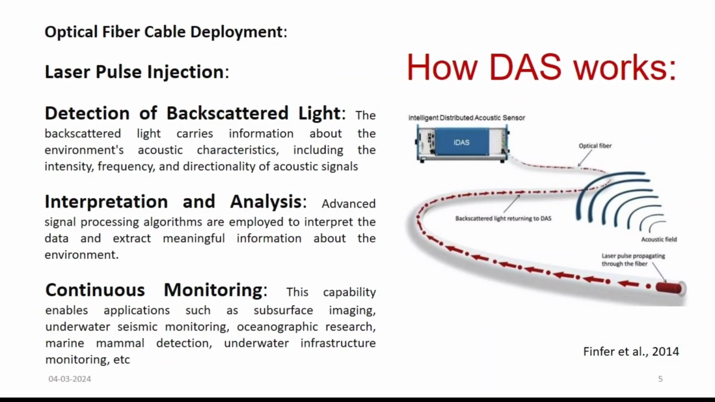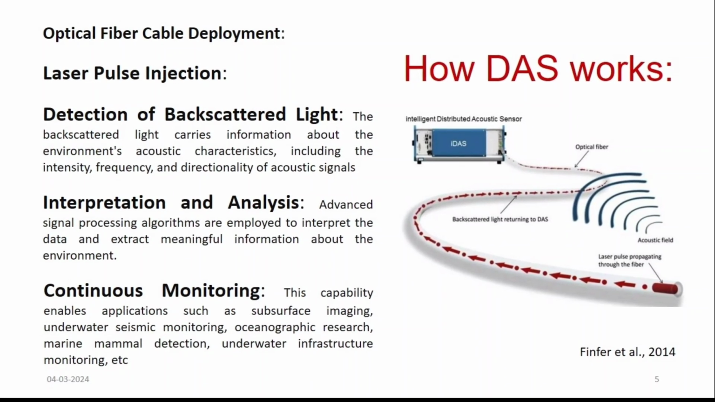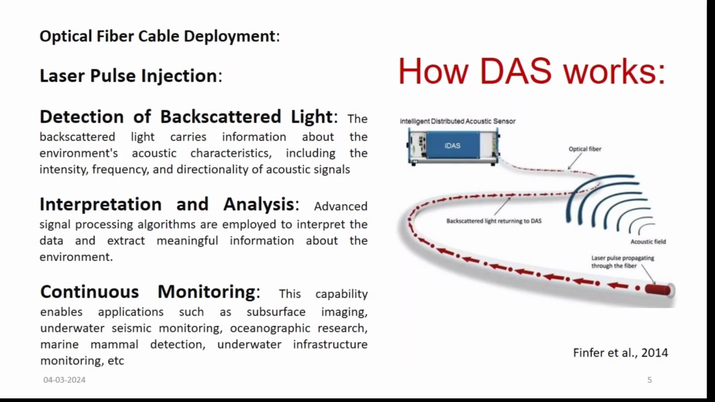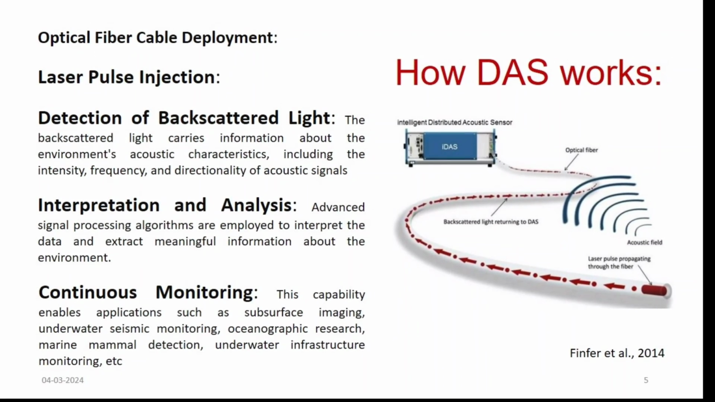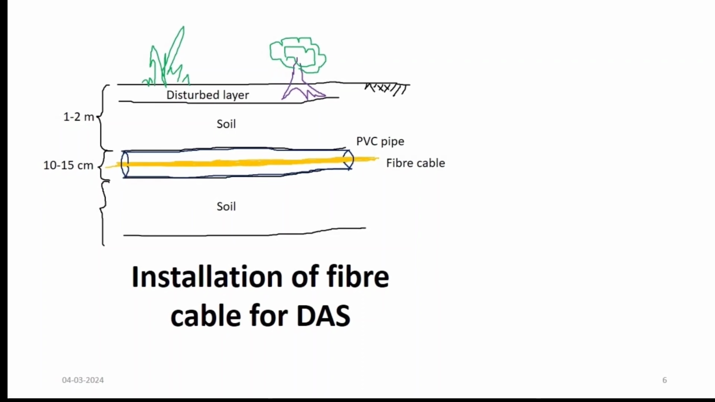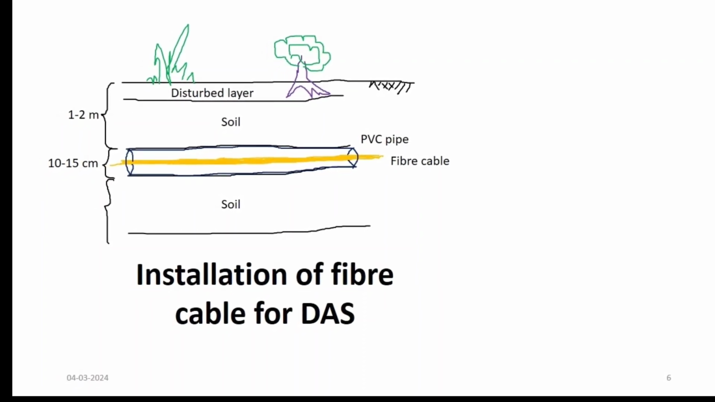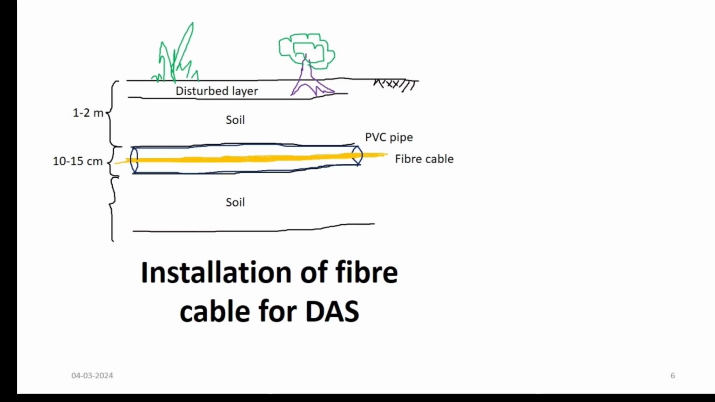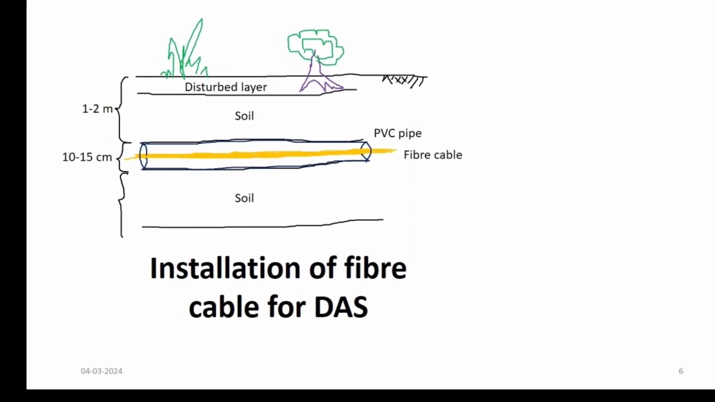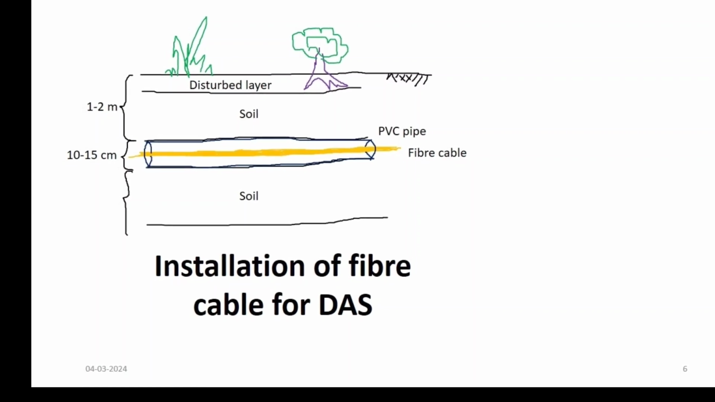First stage is laser pulse injection. Second is detection of the backscattered light. Third is the interpretation and analysis. And fourth one is the continuous monitoring. For installation of the fiber cable in DAS techniques, the ground is excavated and a PVC where the fiber cable is inserted is placed at a particular depth.